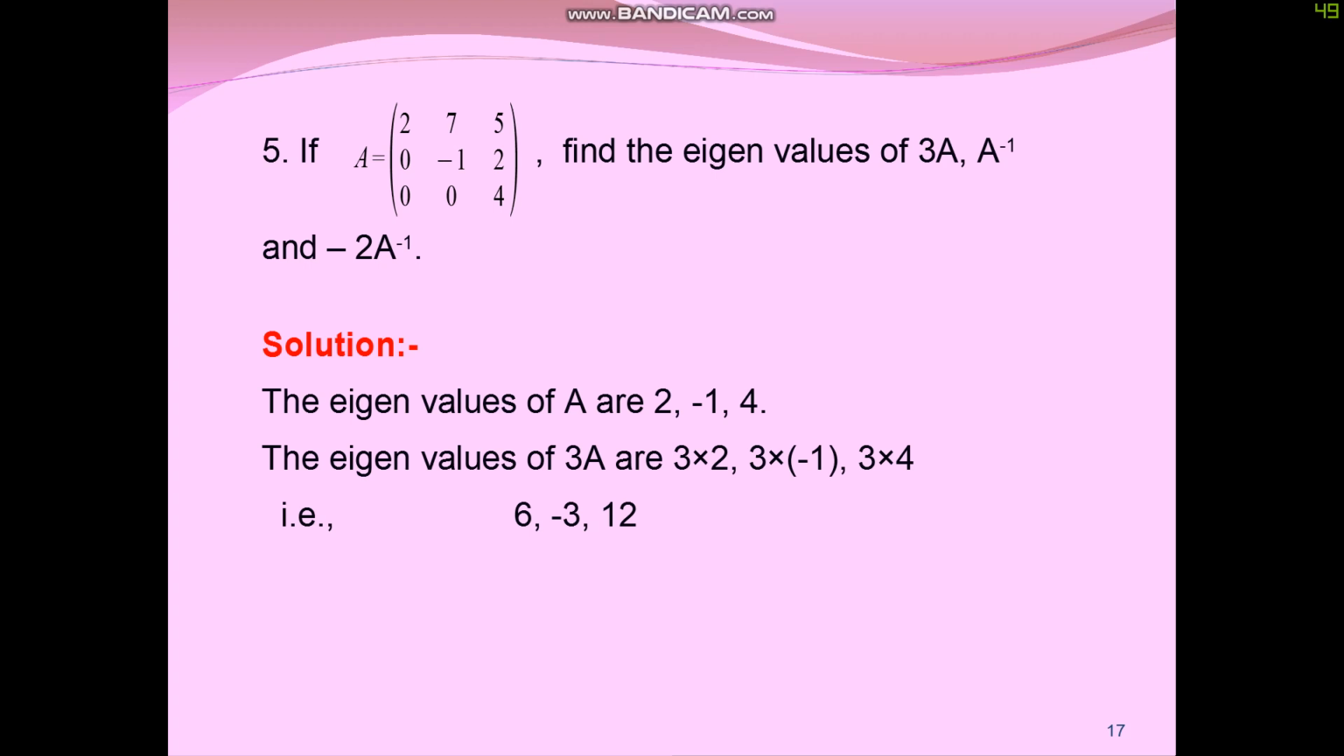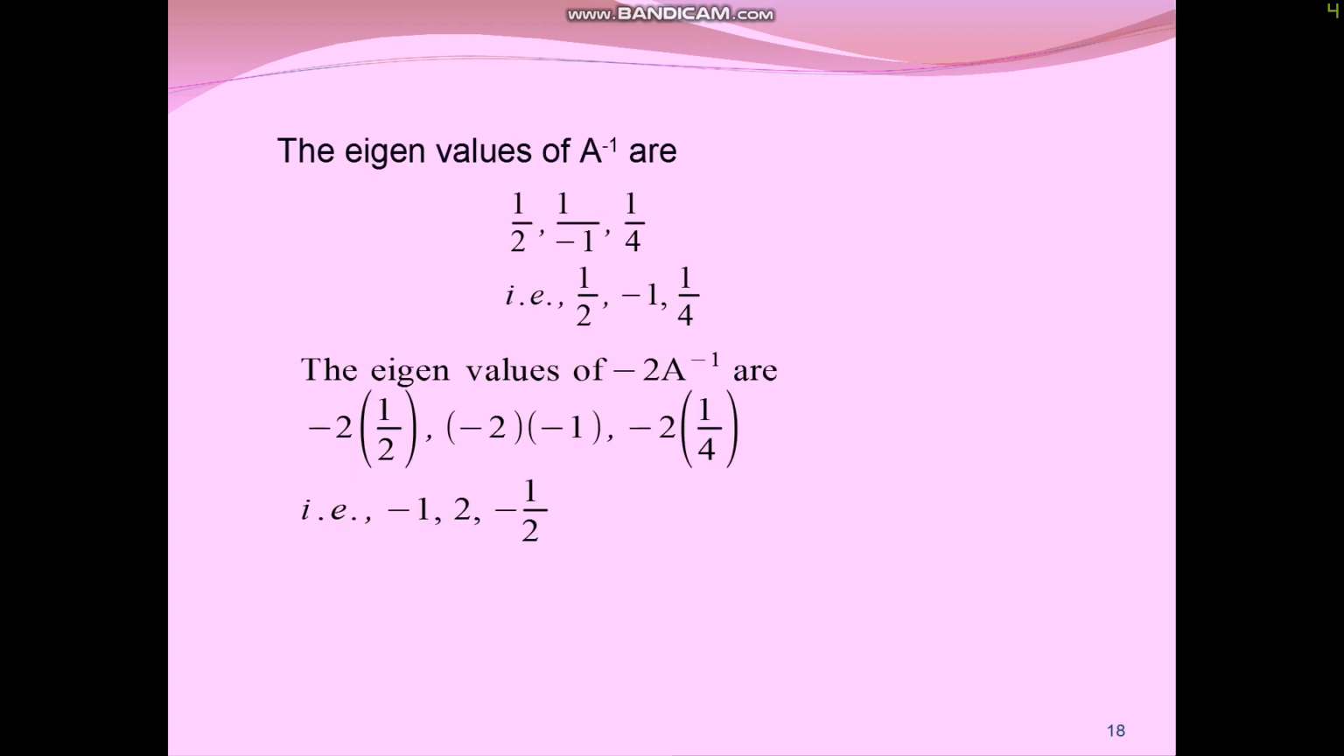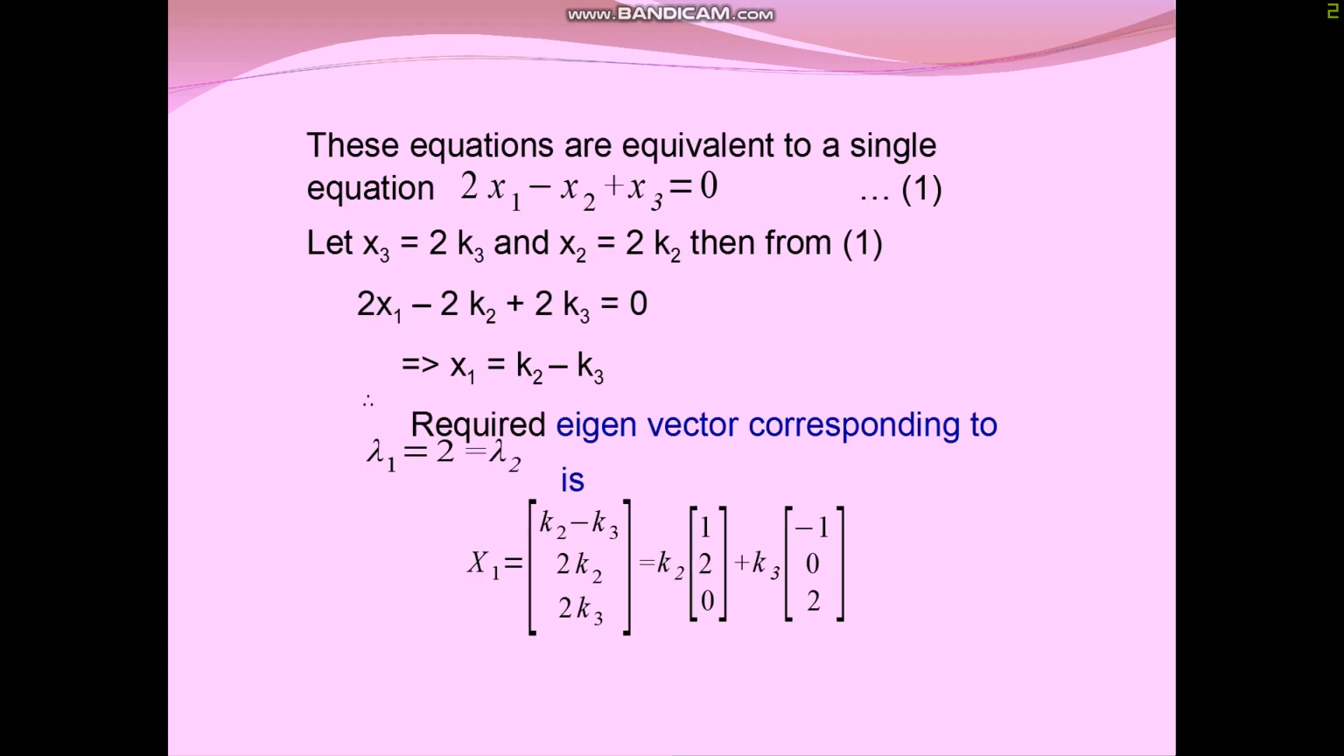Given the matrix A, find the eigenvalues of 3A, A inverse and 2A inverse. The eigenvalues of A are 2, minus 1, 4, so the eigenvalues of 3A are 6, minus 3 and 12. The eigenvalues of A inverse are 1 by 2, 1 by minus 1, 1 by 4, that is 1 by 2, minus 1, 1 by 4. The eigenvalues of 2A inverse are 1, minus 2, 1 by 2.